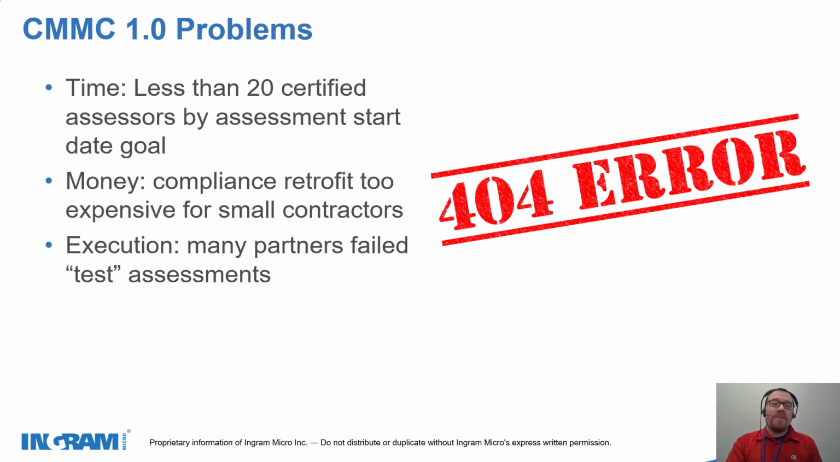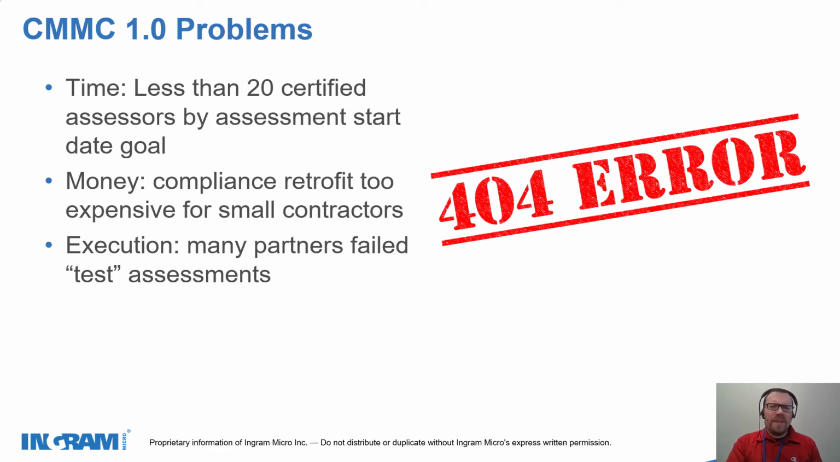Now, there were some problems that happened with this. So number one was just the timing. This implementation did not go as fast as the DoD thought it would. By the time we got to everybody needing the certification, or at least more contracts needing the certification than the first year from your 1,500 up from there, there was less than 20 organizations certified to do these assessments, and they would have to serve all the defense contractors nationwide. That was problem number one. There just plain wasn't enough people to do the assessment.